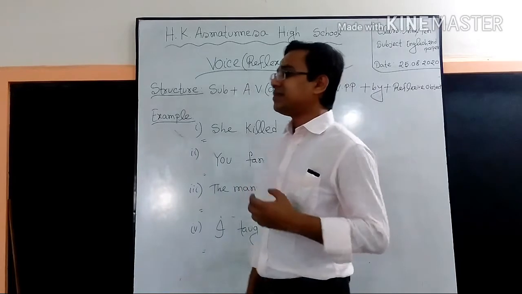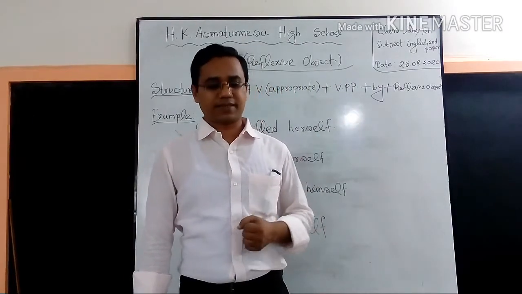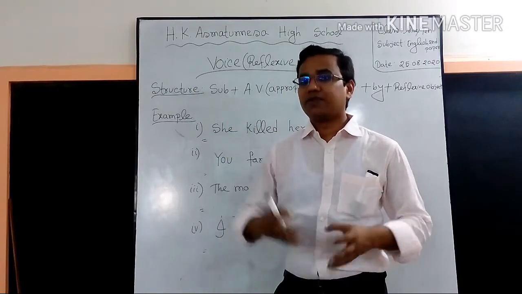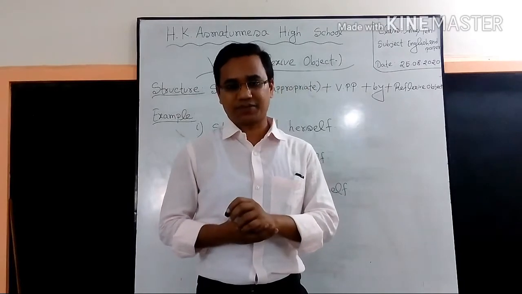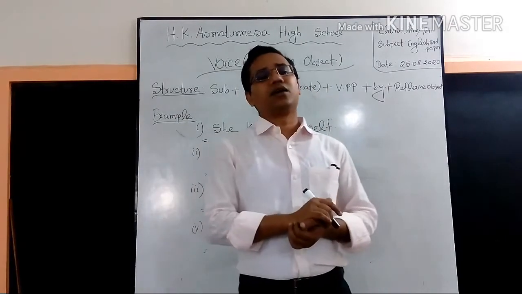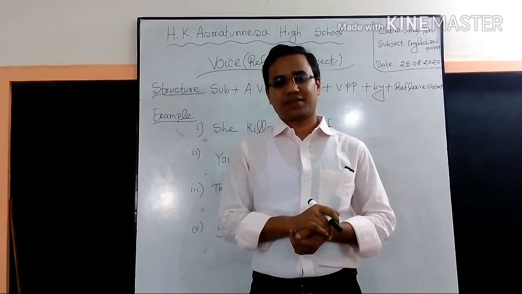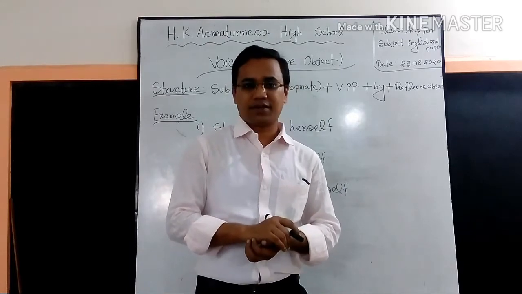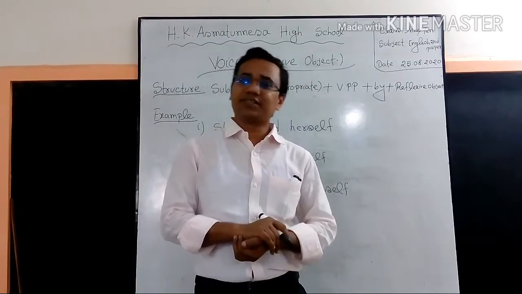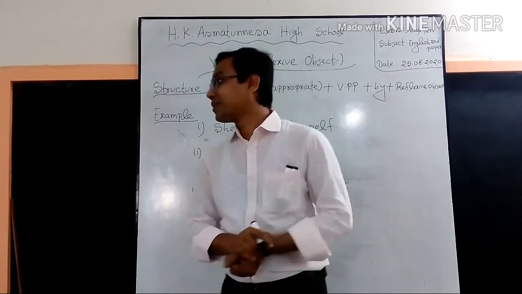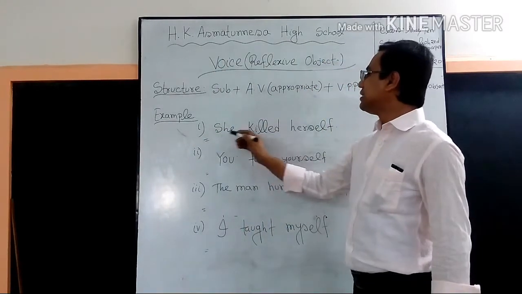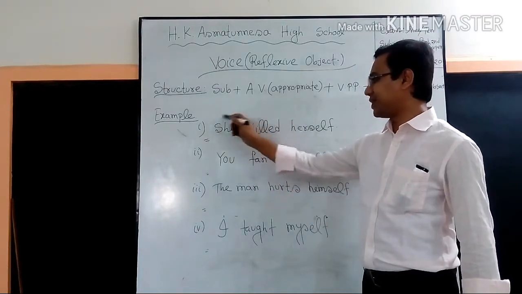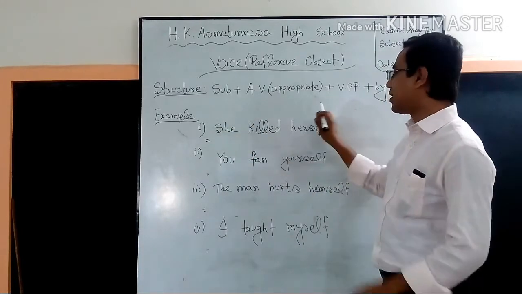However, I am defining the definition of reflexive object. Actually, when an object reflects the subject of a sentence, we can call it reflexive object. According to the structure, we can call it reflexive object. We can also call it reflexive pronoun. Okay. Example: she, herself. In this sentence, she is the subject and the object is herself.